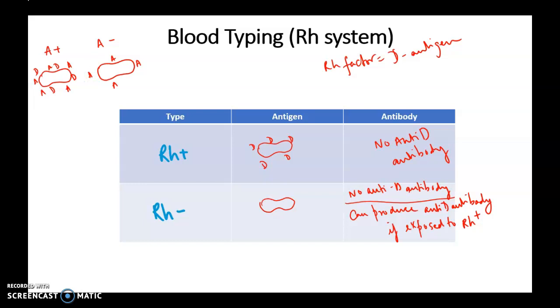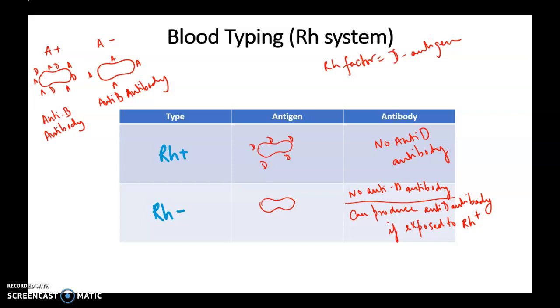In both cases, both A positive and A negative person will have anti-B antibody in the plasma, and no anti-D antibody. Does that make sense? Okay.